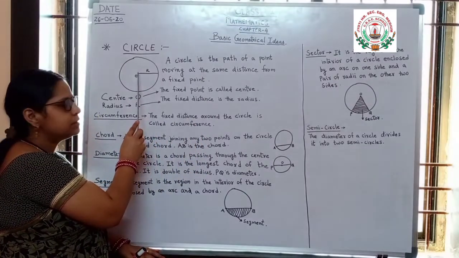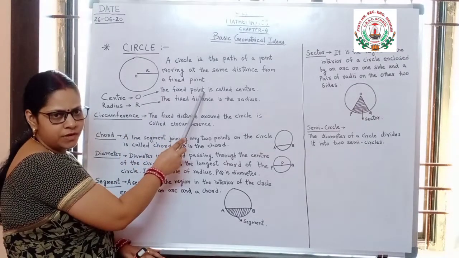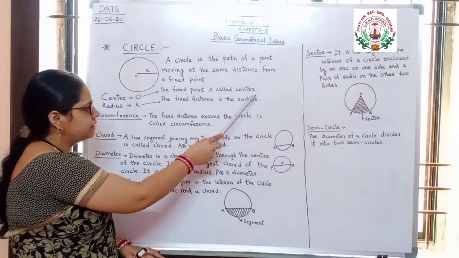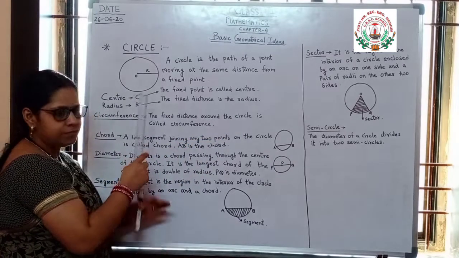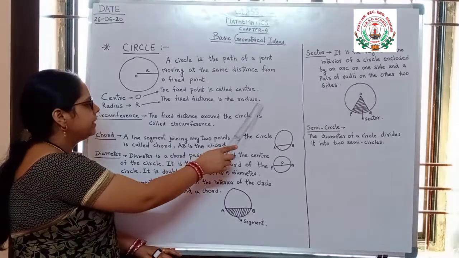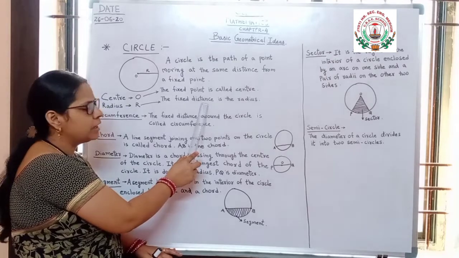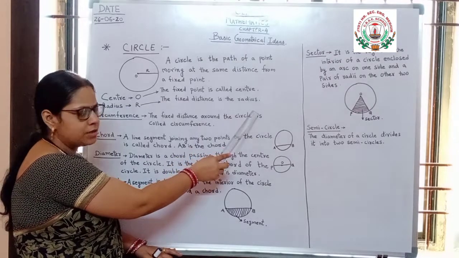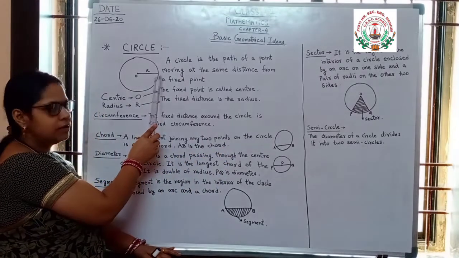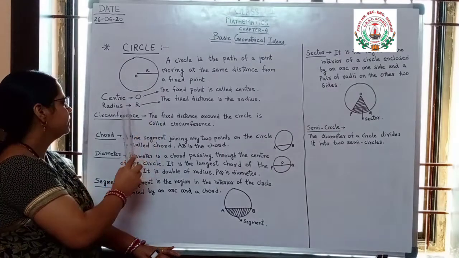So here this is the center. The fixed point which we are having at the center is called the center, and the little far away what we are keeping, the pencil, that is called the radius. The fixed distance through which we are moving that pencil is called the radius. So this is the radius.